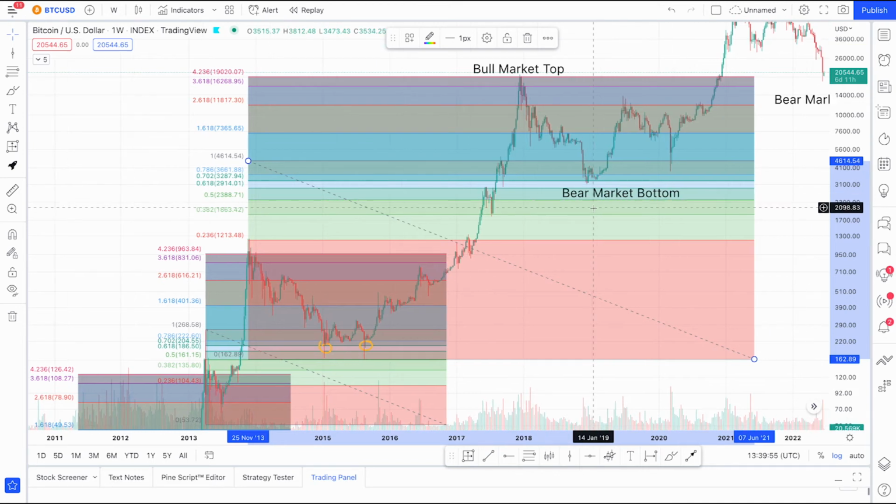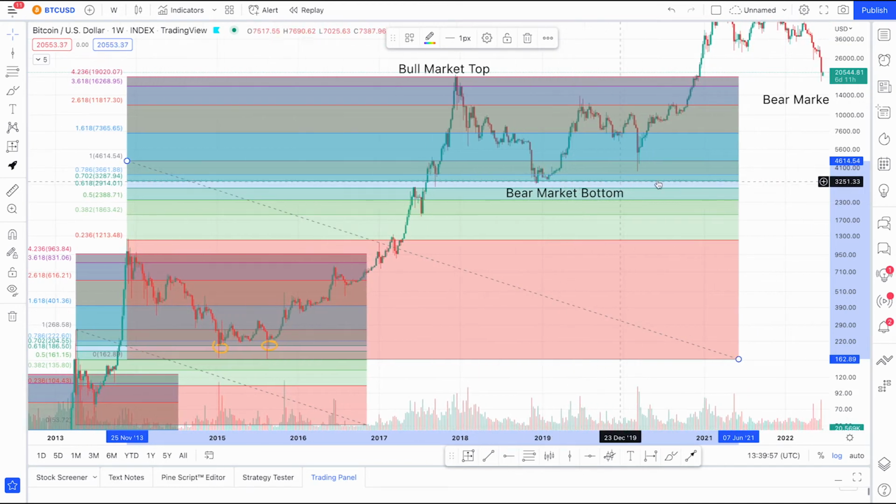The same thing again happened in 2018, and even when we had the COVID sell-off, it was not just a COVID sell-off. We were coming back to that region the same way we did in the previous bear market. That's what we just did right here. But before we got to that level, it got bought up.